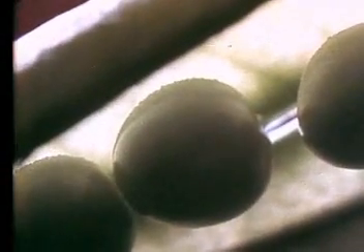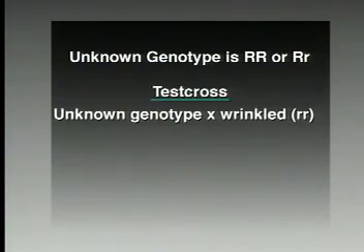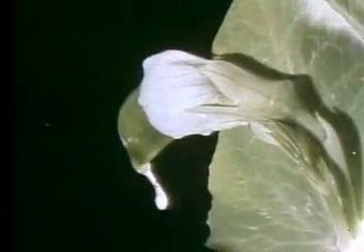Suppose you want to know the genotype of a pea with a round coat. Since round is dominant to wrinkled, it could be either capital R, capital R, or capital R, small r. To determine which is true, the individual is test-crossed with a homozygous recessive individual, one carrying the alleles for small r. The frequency of traits in the resulting offspring will reveal whether the plant was heterozygous or homozygous.